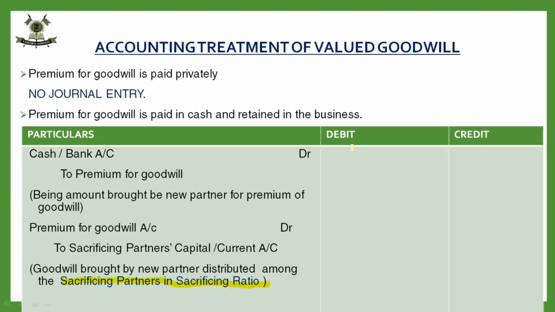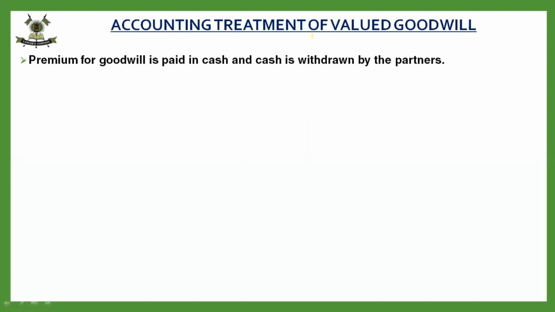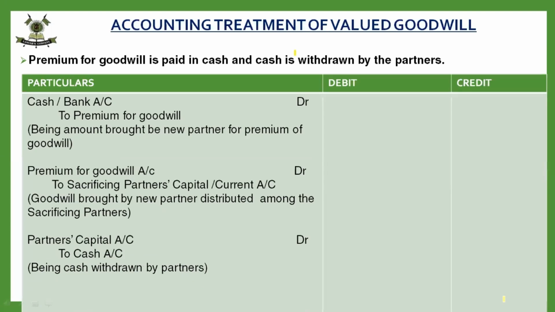Let's take up one question. Okay, before this, let's discuss this. Premium for goodwill is withdrawn by the partners. If premium for goodwill is paid in cash and it is withdrawn by the partners, same thing will go: cash account to premium for goodwill, and then premium for goodwill will be distributed amongst the sacrificing partners in sacrificing ratio.